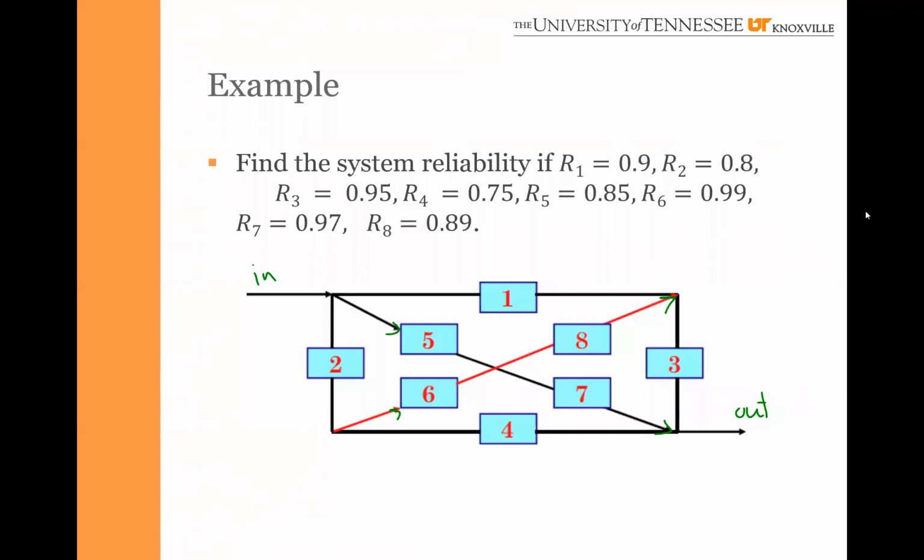So what are we saying? I'm going to move this here. 1, 2, 3, right, that's my thing. And I'm saying it has to go through both. Now, look here. For this path, for the in to out, 3 must work. And either 1 should work or 2, 6, 8.